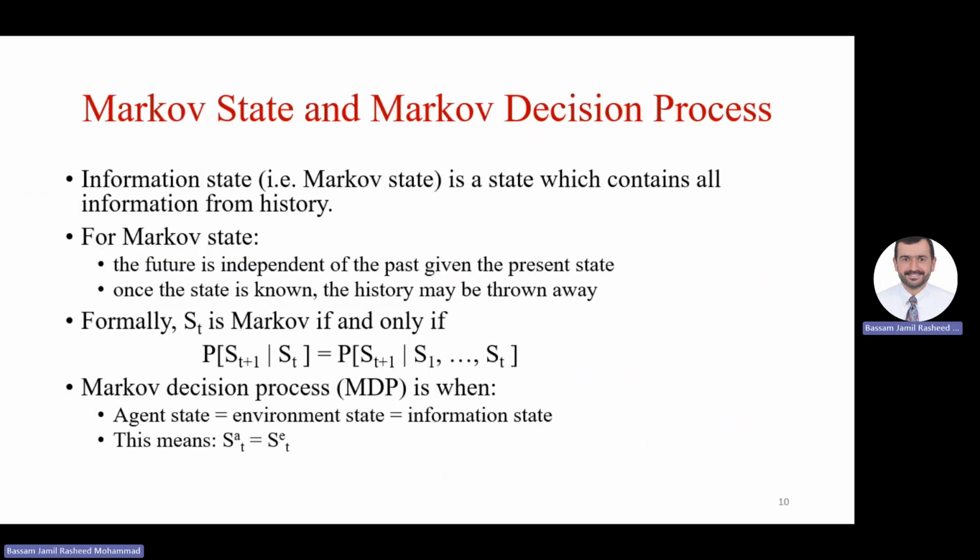Markov state and Markov decision process. Markov decision processes are the constructs that we will use to build our agents. Obviously the information state, which is what we would refer to as Markov state, is the state which contains all the information from history, as I have given the example of the counter. So the information state, or the Markov state, is a state which contains all the information from history. We gave the example of the counter.